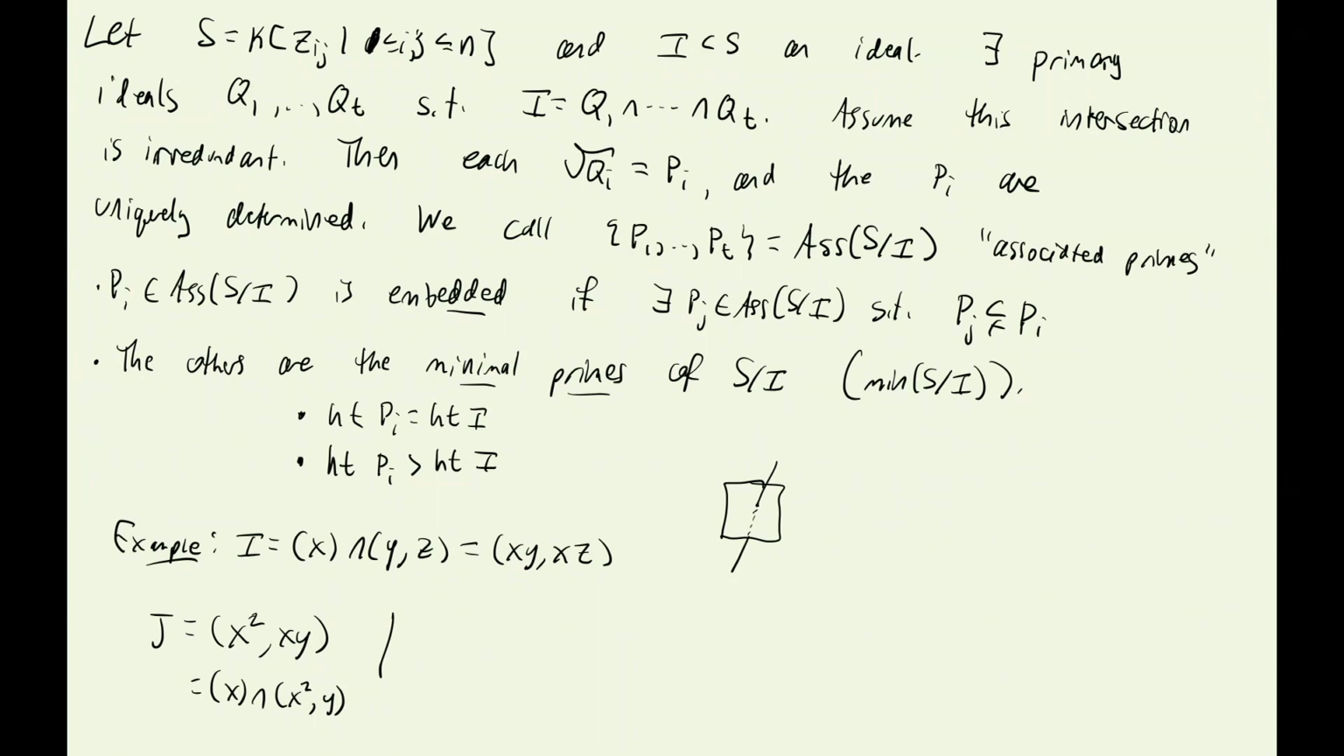Everybody here is minimal. This one realizes the height of I, so the height of x realizes the height of I. The height of y comma z does not realize the height of I. This one is embedded, or the radical of this one is embedded. And this is the only minimal prime of J. And what was your question?